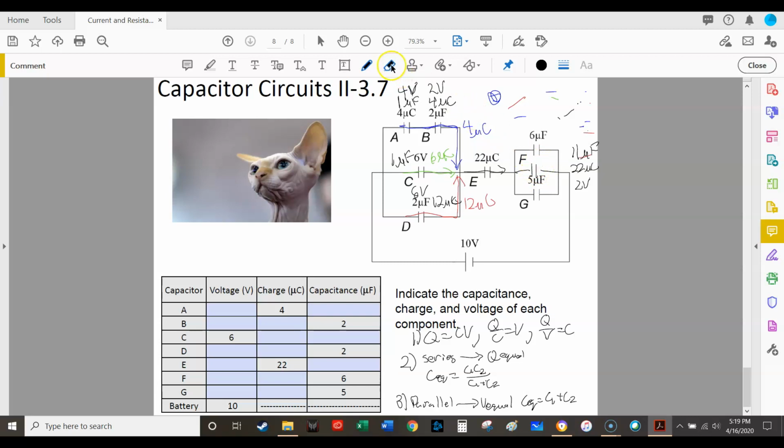Well, now we know if that is 2 volts, that means those two guys have to be 2 volts as well. So that means that this is 2 volts, and this is 2 volts as well. And since we have a voltage and we have a capacitance, 2 volts times 6 microfarads is going to be 12 microcoulombs. 2 volts, 5 microfarads, 10 microcoulombs.